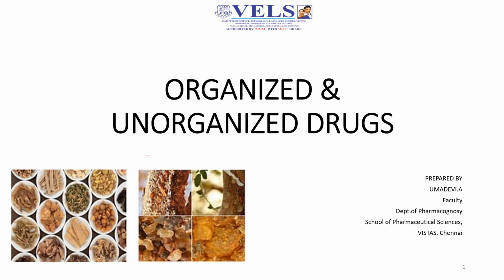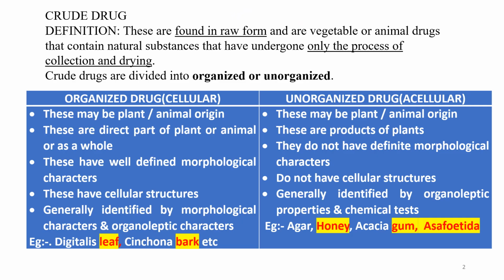Hi everyone. So in this video I am going to discuss organized and unorganized crude drugs. Before that, what is a crude drug? Coming to the definition of crude drug, these are found in raw form or impure form obtained from vegetable or animal drugs. It has undergone only the process of collection and drying. So we can divide crude drugs into organized and unorganized drugs.